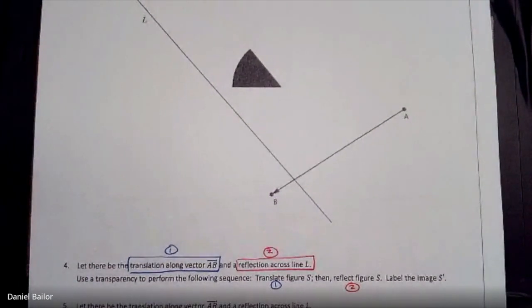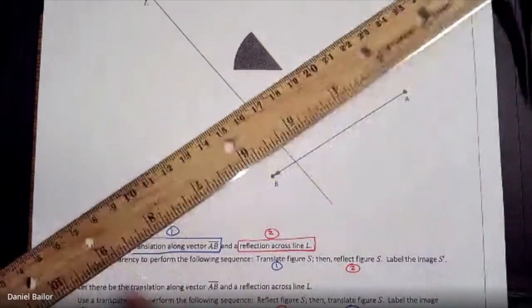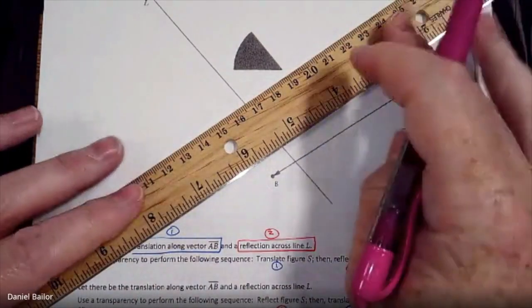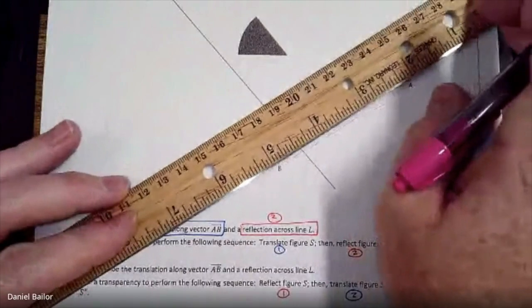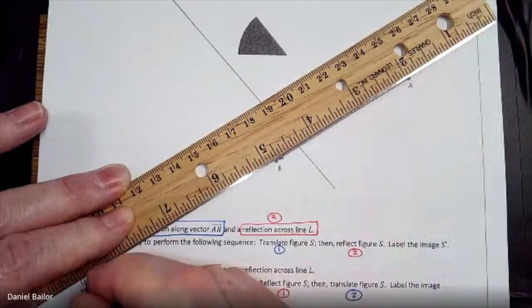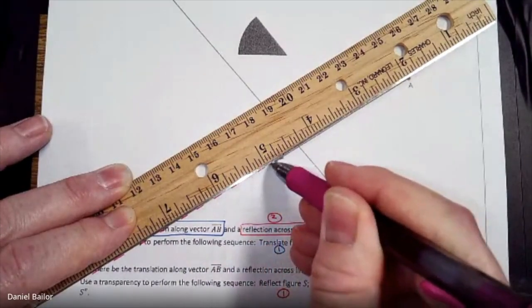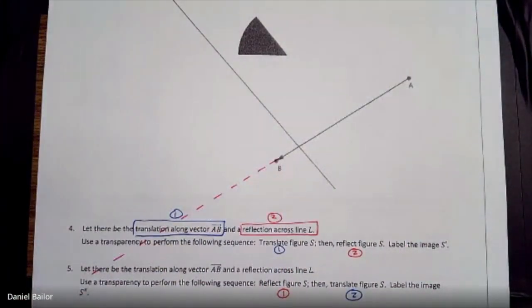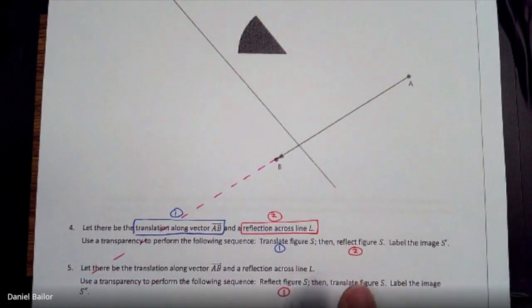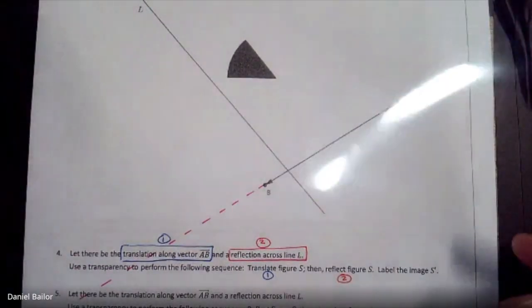Let's just test it. We are going to need our transparency. One thing I'm going to do that you've seen me do before in previous lessons, I'm going to make my vector longer. I'm going to extend my vector with my ruler to make sure I stay going in the same direction. I'm going to make my famous pink dotted line you've seen before in other lessons, to help me go the right direction with this. So let's do number 4 first. Number 4 says translate and then reflect. So let me get my transparency, and you can do it with me.